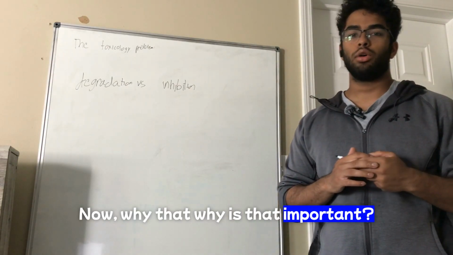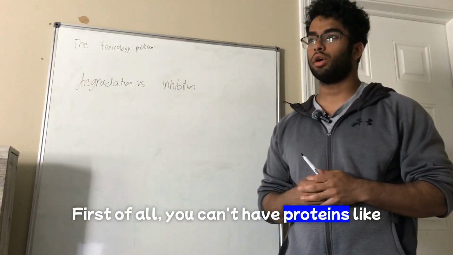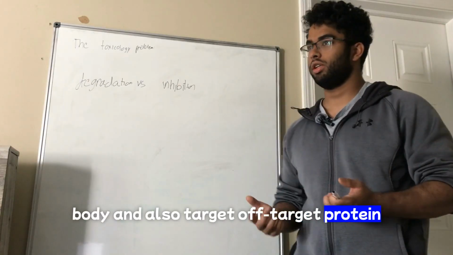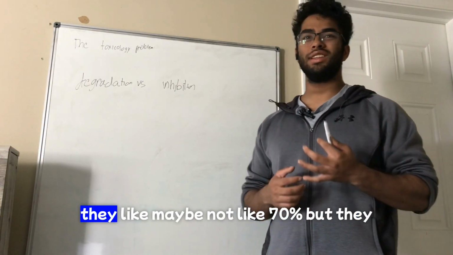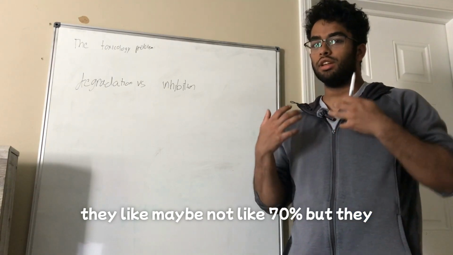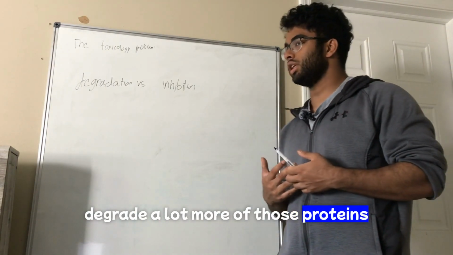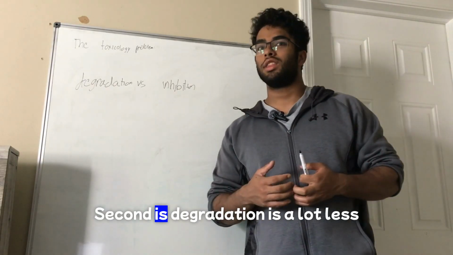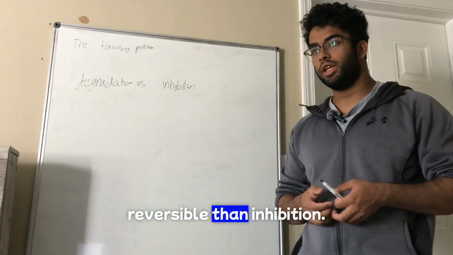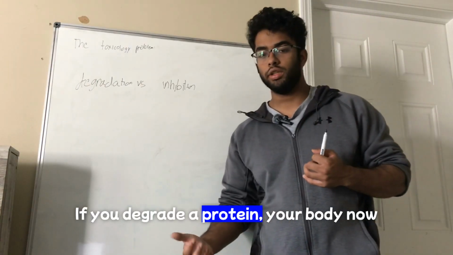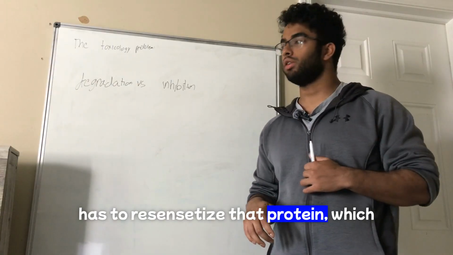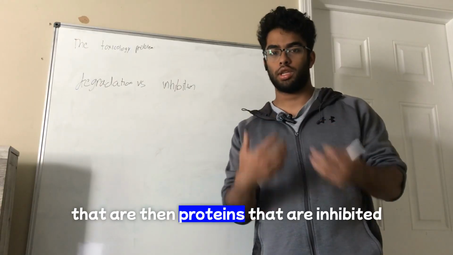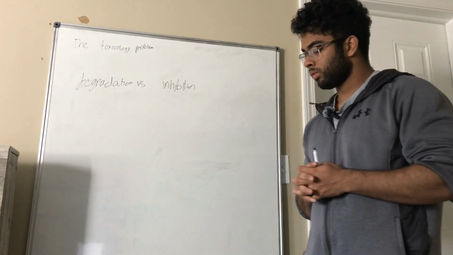Now, why is that important? First of all, you can't have drugs like that in your body and also target off-target proteins, because there's a chance they degrade a lot more of those off-target proteins compared to inhibitor drugs. Second, degradation is a lot less reversible than inhibition. If you degrade a protein, your body now has to resynthesize that protein, which takes a lot more time than for proteins that are inhibited that are off target.